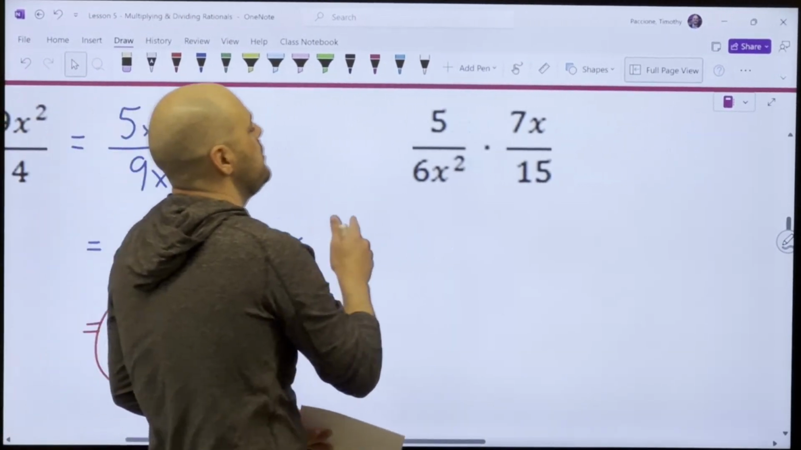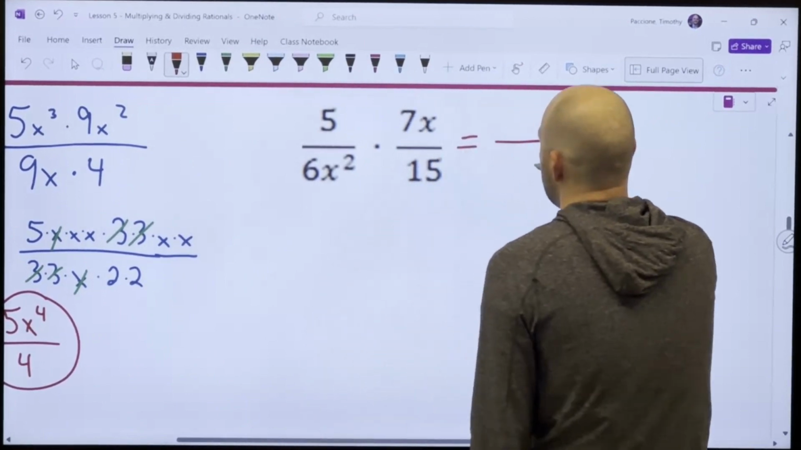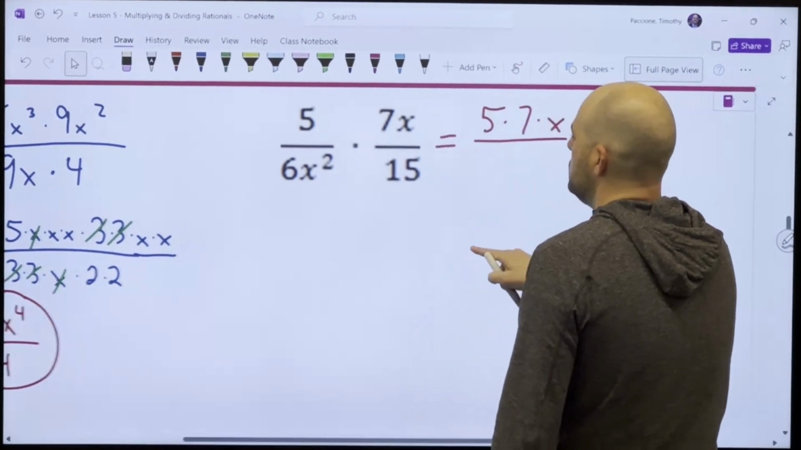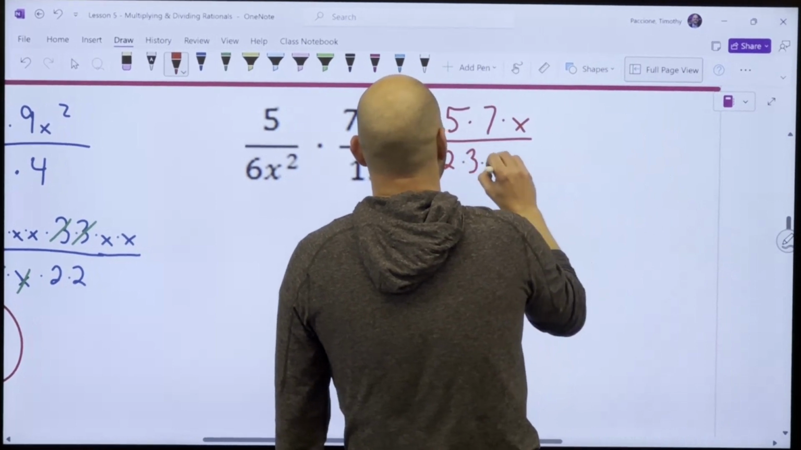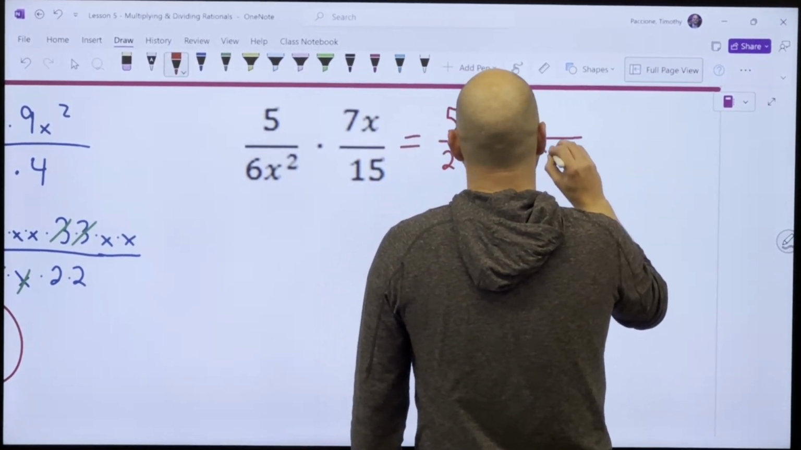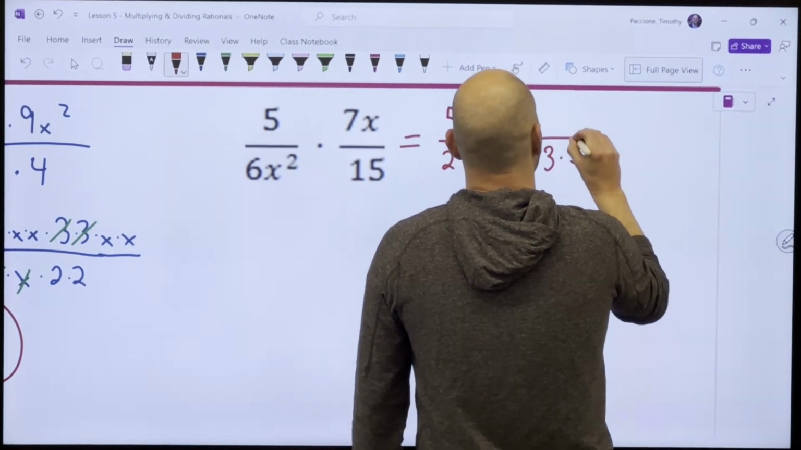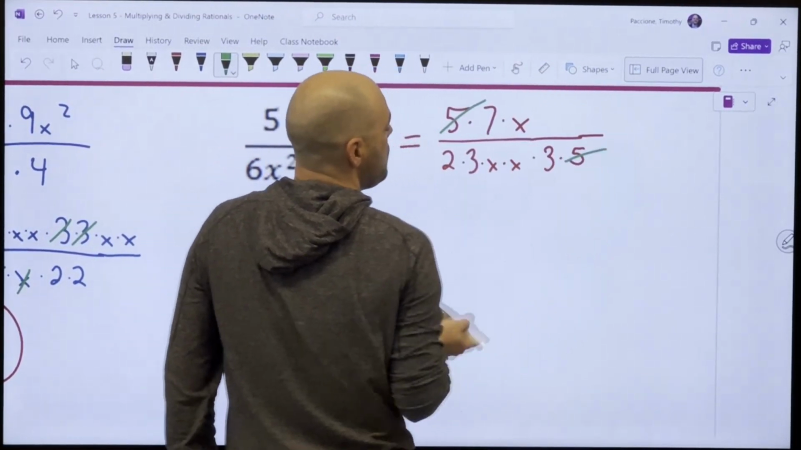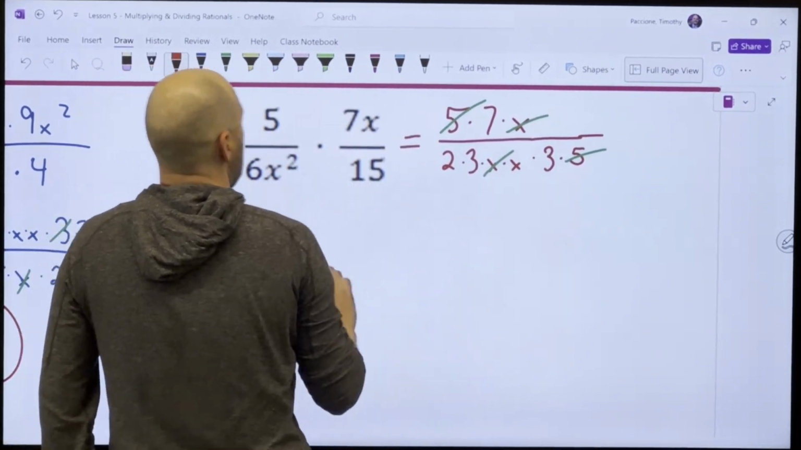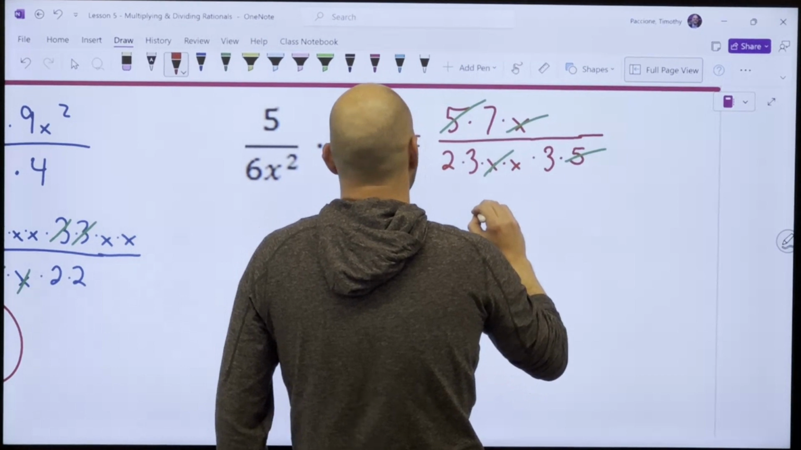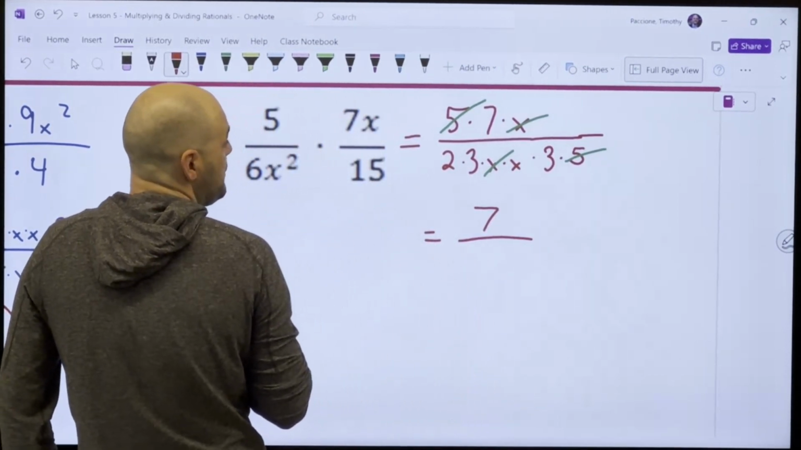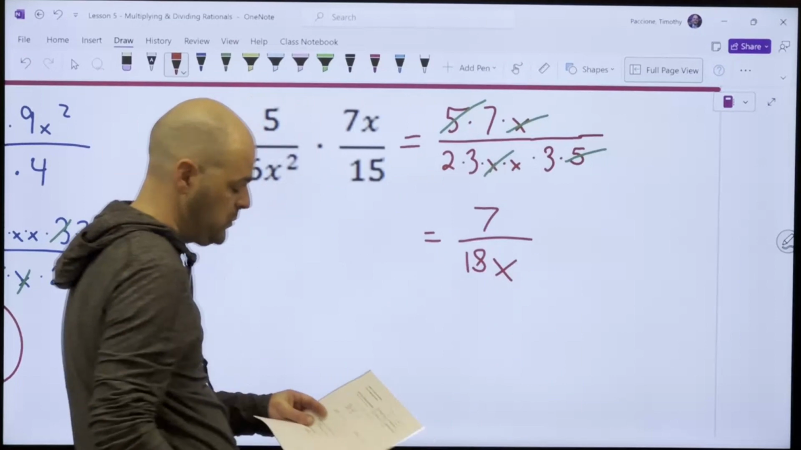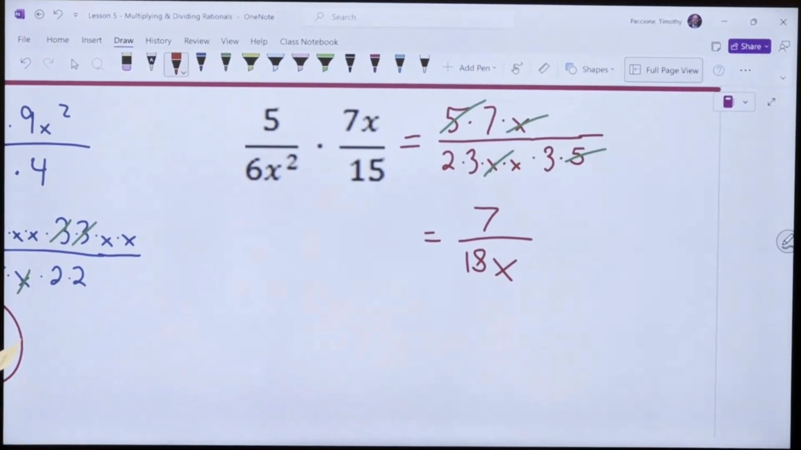All right? How about this one, multiplying? So what do we end up with on the top? 5 times 7 times x. And on the bottom? 2 times 3 times x times 5. So I look for stuff on the top and the bottom. What do I see? 5 and 5, x and x. And on the top I just have 7. And on the bottom I have 2 times 3 times 3, so that's 18, and then x, just x, right?